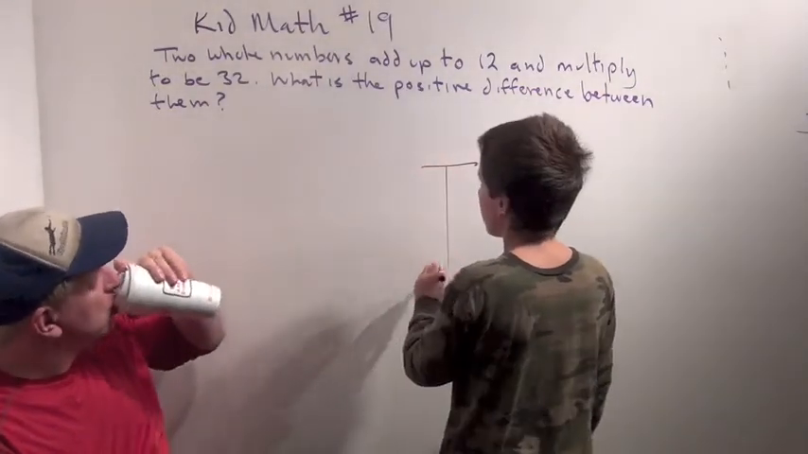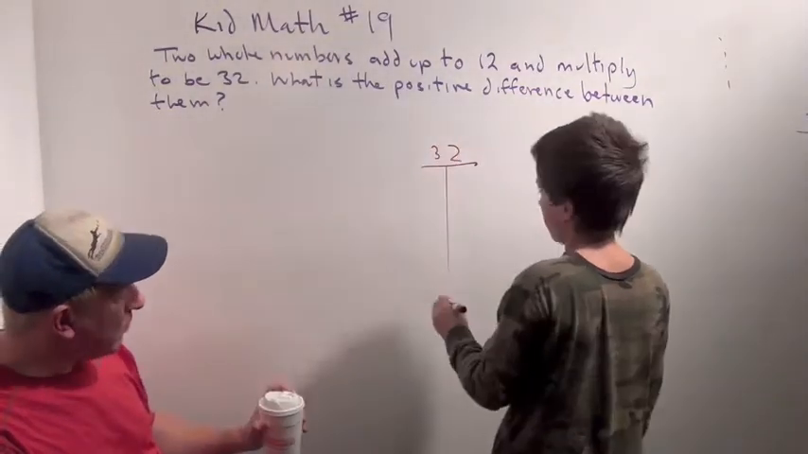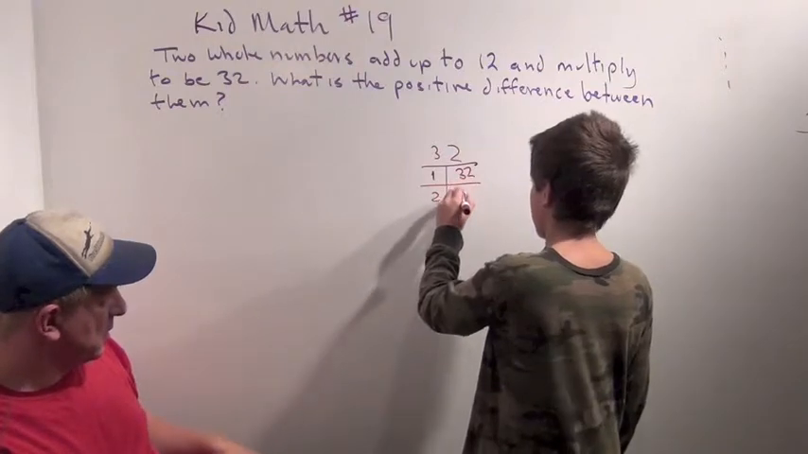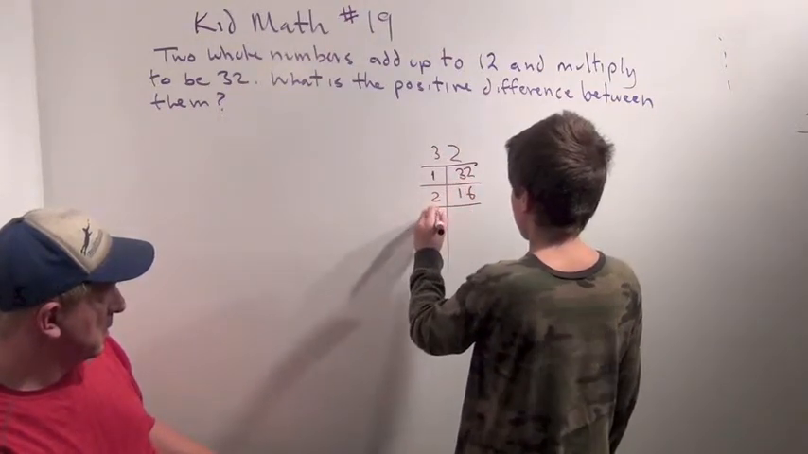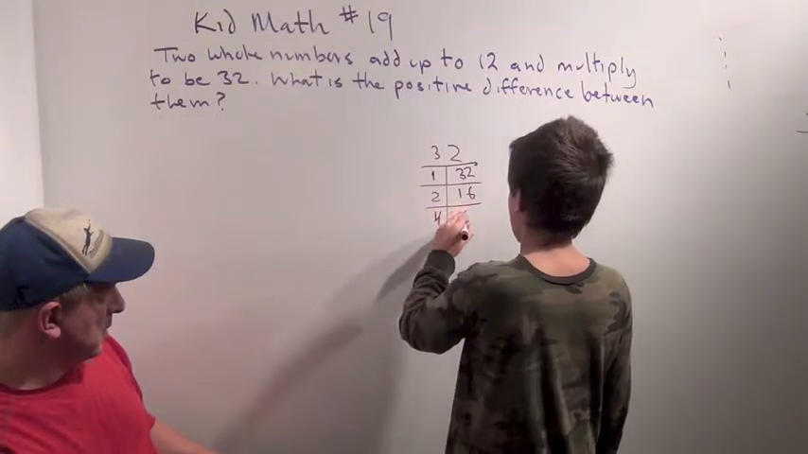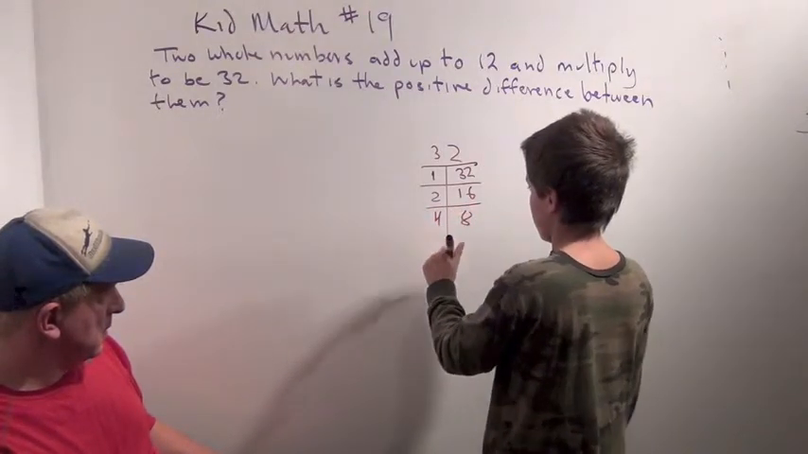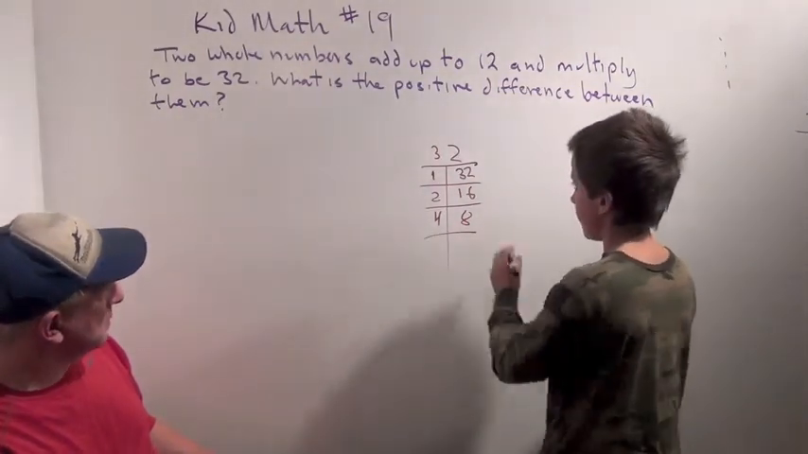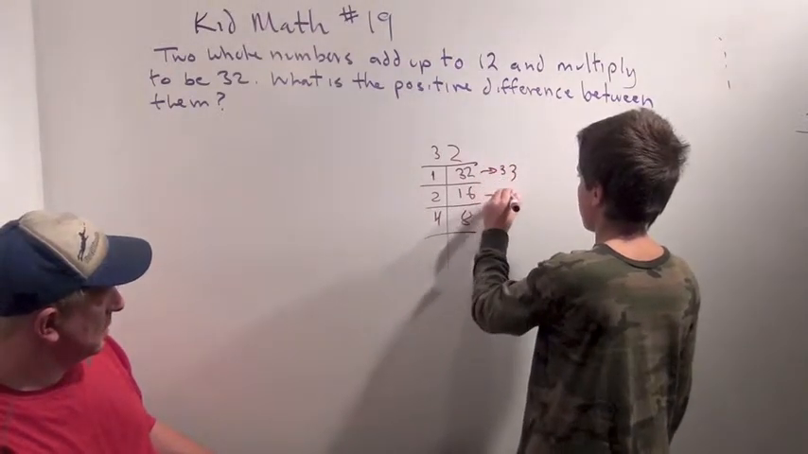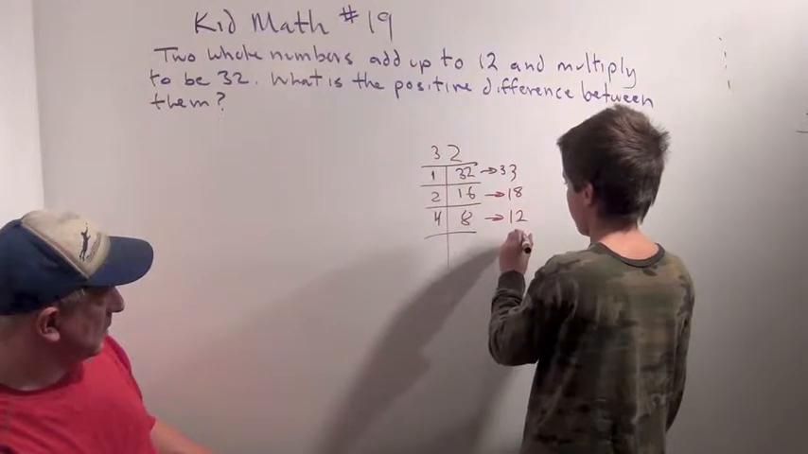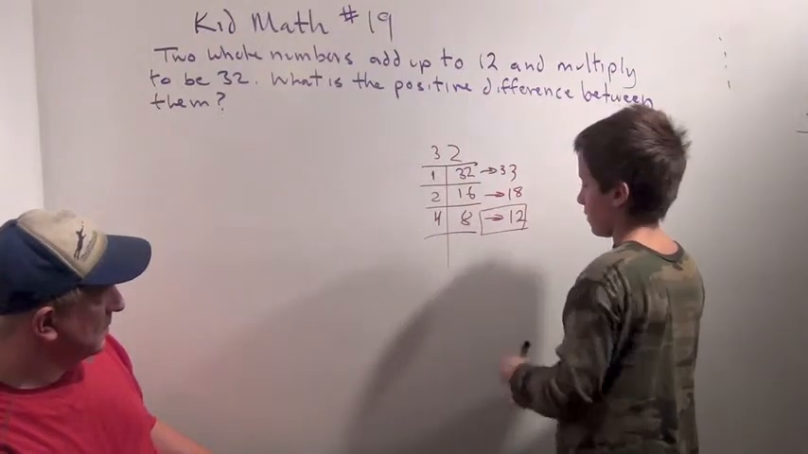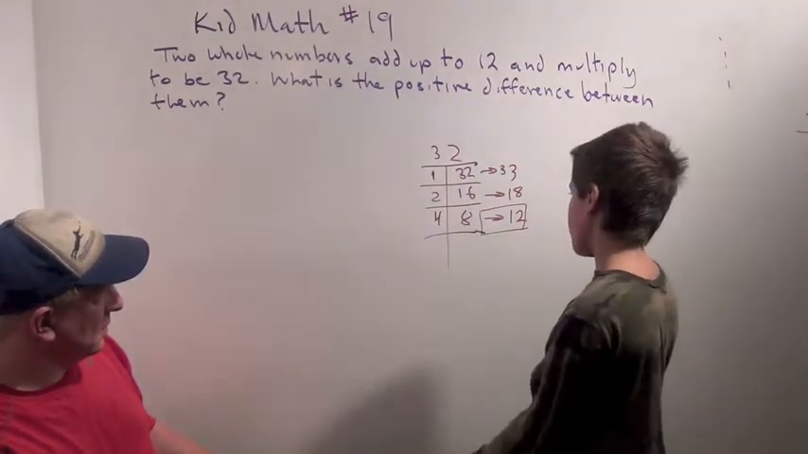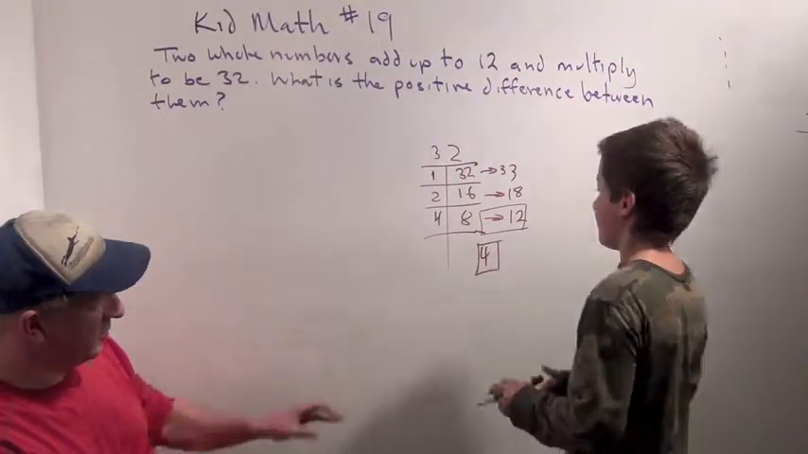Well, we can factor 32. We have 1 and 32, 2 and 16, 3 doesn't work, 4 and 8, and that's all. Then we need to sum these up to see which ones are 12. 33, 18, 12. So we have 4 and 8, and we need the positive difference, so 8 minus 4, which is 4. Okay, good job. High five.